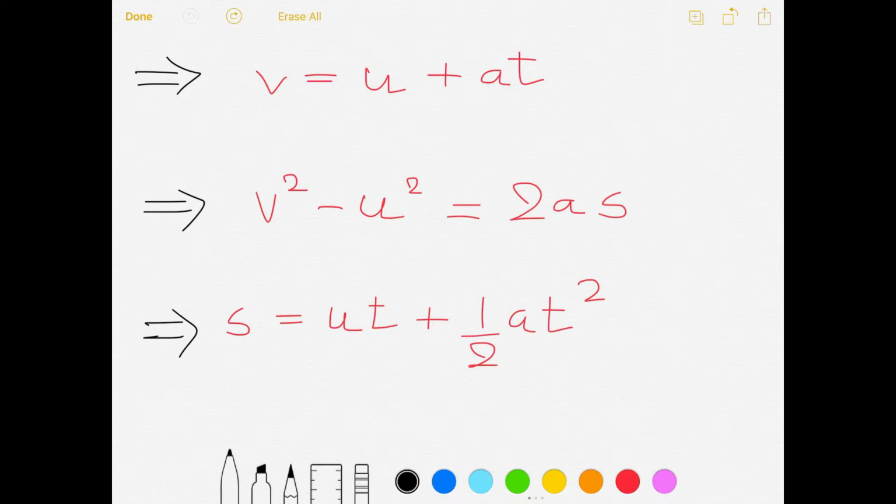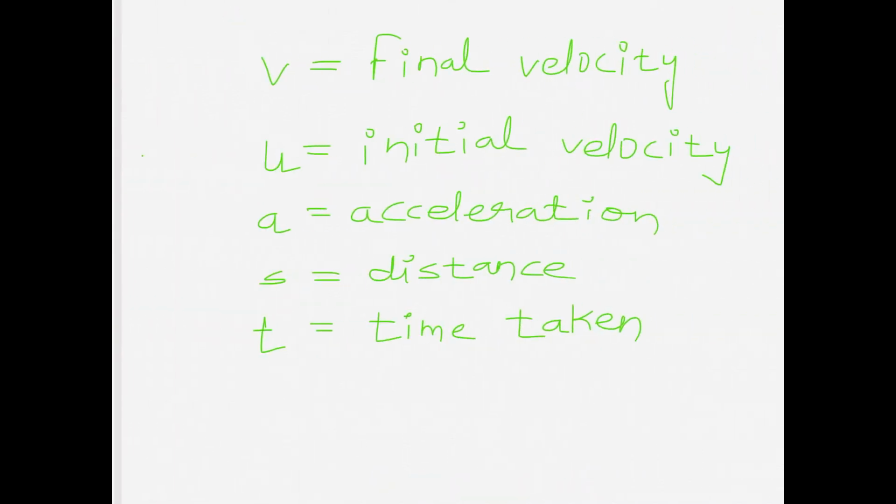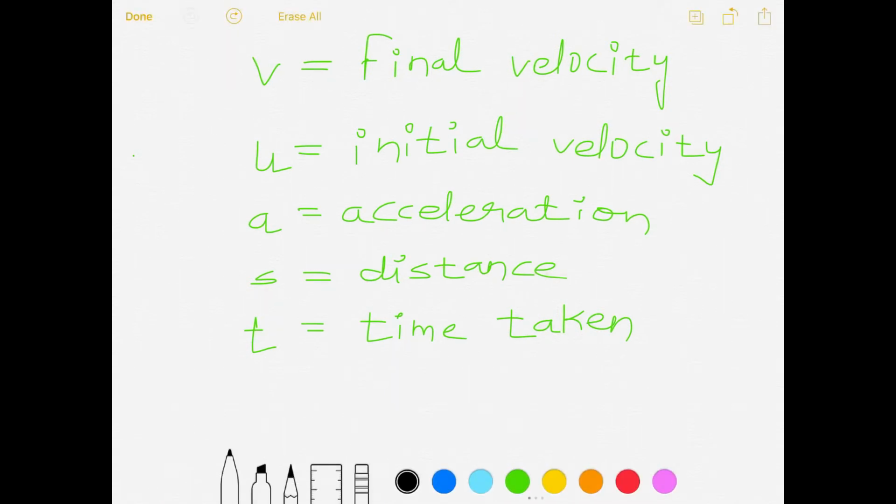I'm guessing that you might be familiar with the terminologies that are used in these equations, but just for the sake of my satisfaction, let me tell you. V represents the final velocity of an object. U is representing the initial velocity of the object. A is the acceleration of the object, S is the distance covered by the object, and T is the time taken during the motion. These three equations are very important for the derivation of the equations of a freely falling object.